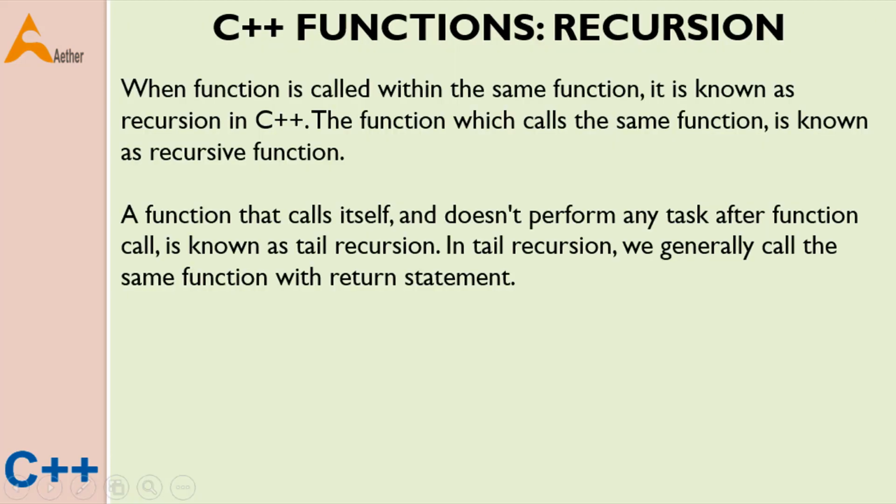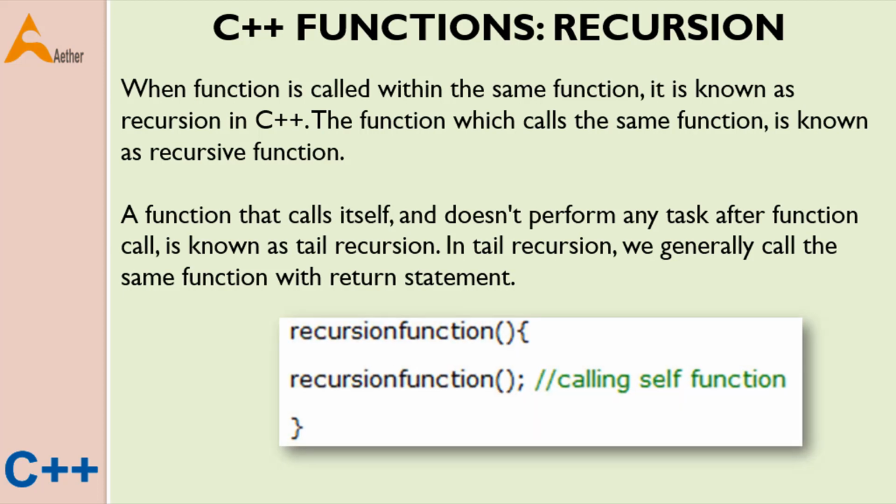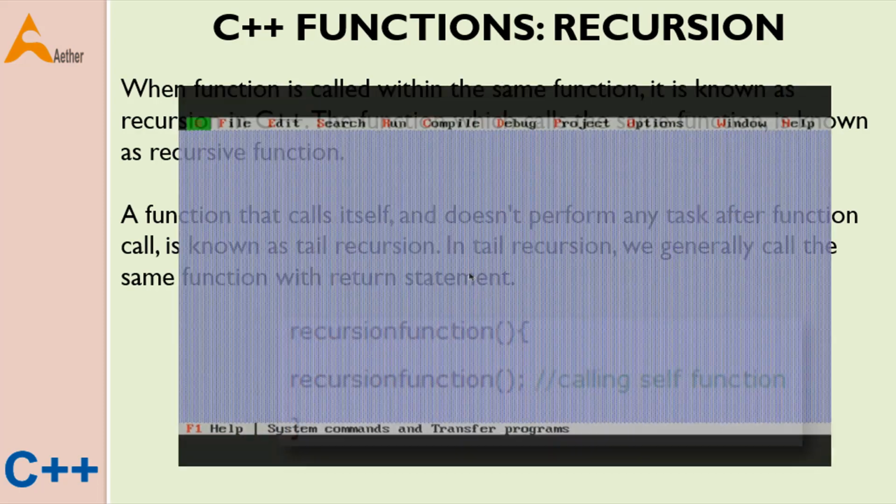Now let's see C++ recursion functions. When function is called within the same function, it is known as recursion in C++. The function which calls the same function is known as recursive function. A function that calls itself and doesn't perform any task after function call is known as tail recursion. In tail recursion, we generally call the same function with return statement. Let's understand it with an example. Watch the example carefully.